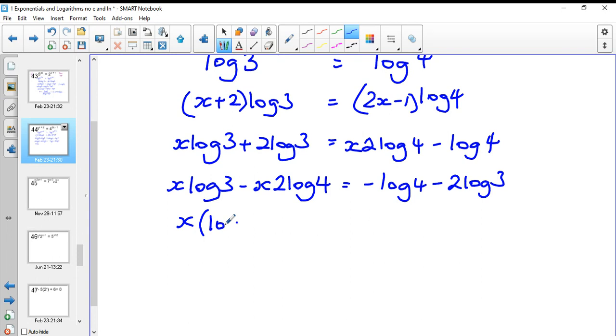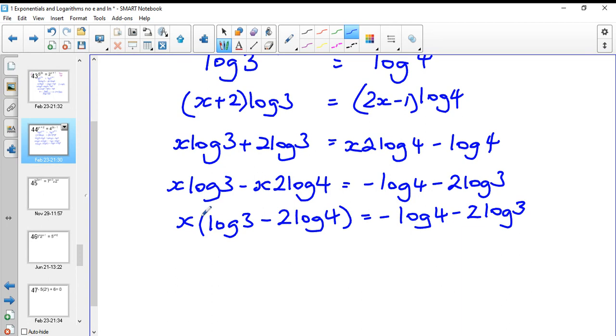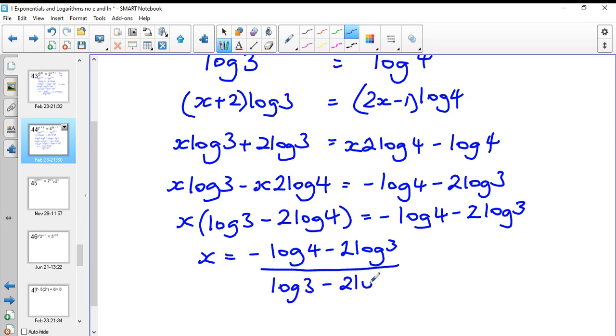Now I can factorise. And then we just need x now to be on its own. So I'm going to divide by all of that lot. So it's over log 3 minus 2 log 4. And again, you can just stick that in your calculator and you will get 2.14 to 3 sig figs.